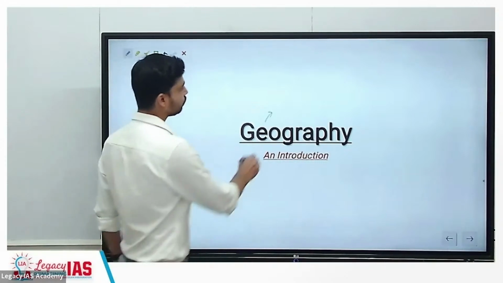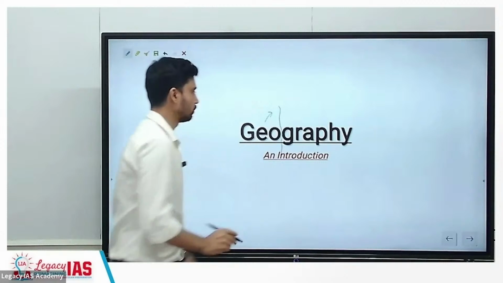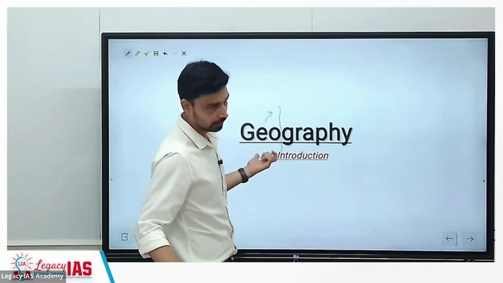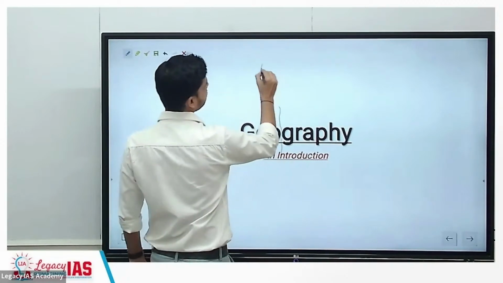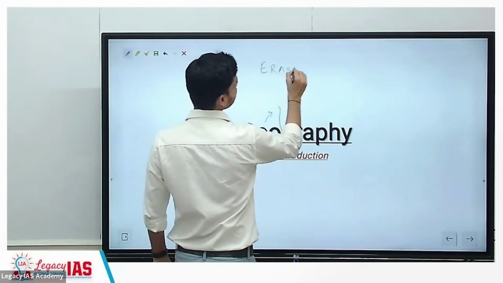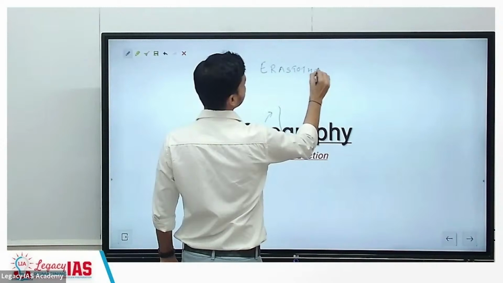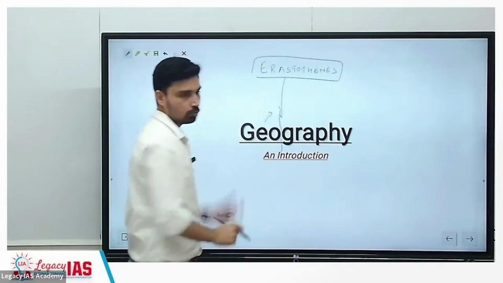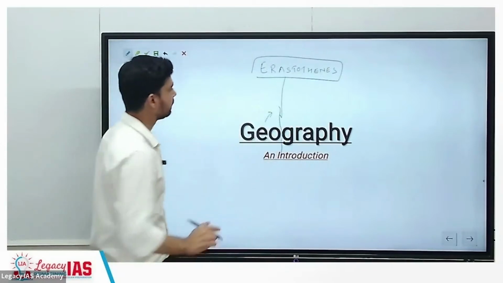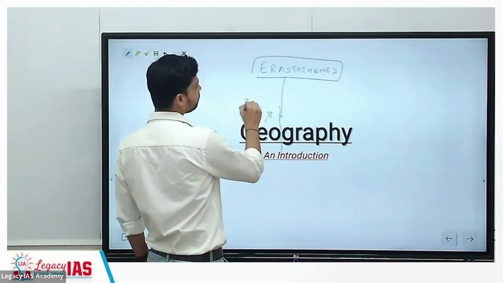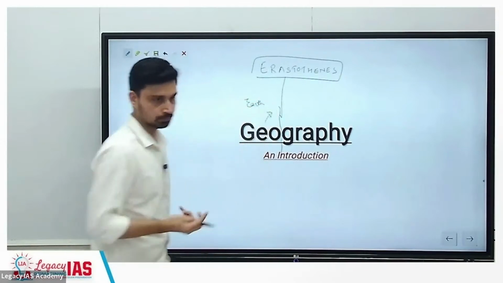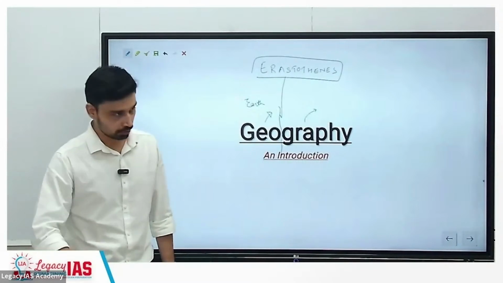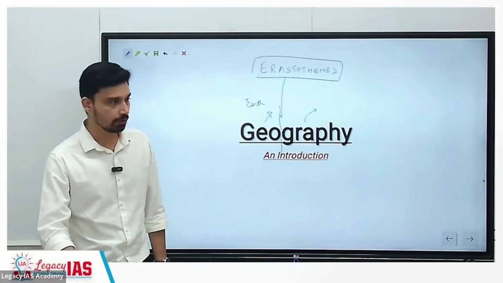Simply, basically, if we talk about what this word is made up of, two different roots are there. That is geo, and then we have graphy. This word itself was coined by a Greek philosopher called Eratosthenes. He was the first who coined the word geography. Geo refers to earth, and graphy refers to description about earth, or what we can say, study of the features of the earth.